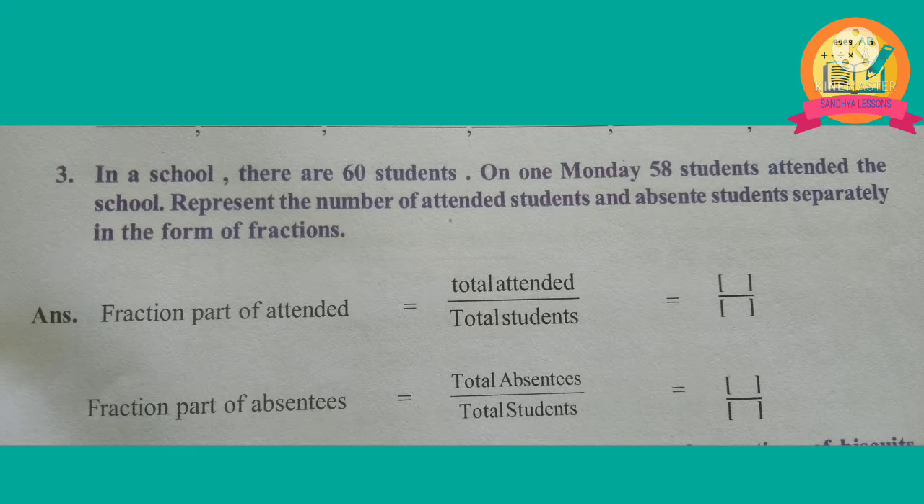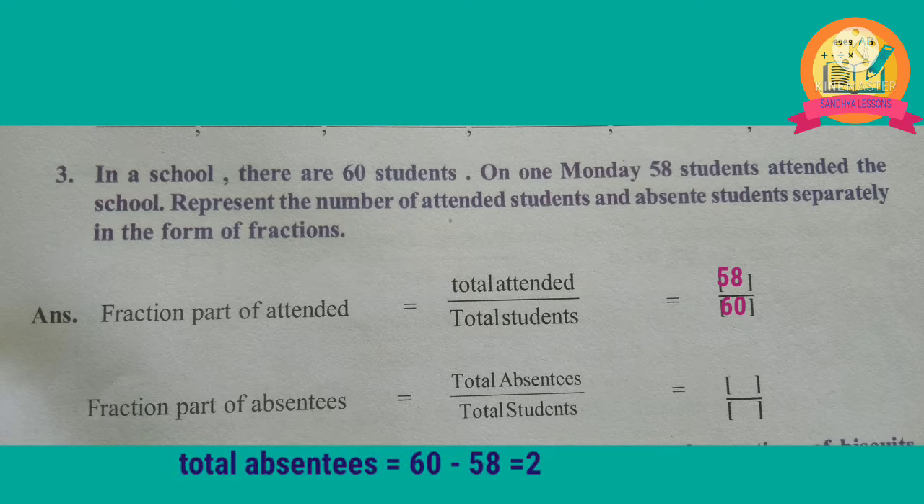Third Roman. In a school, there are 60 students. On one Monday, 58 students attended the school. Represent the number of attended students and absent students separately in the form of fractions. Solution. Fraction part of attended students is equal to total attended students by total students. That is equal to, in the question, the total number of students attended was given as 58. Therefore, 58 by 60.